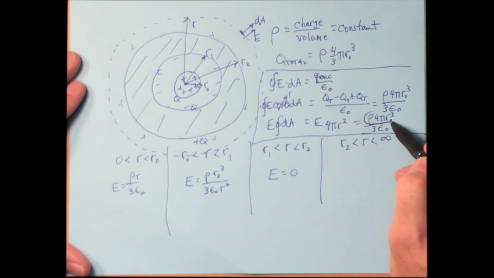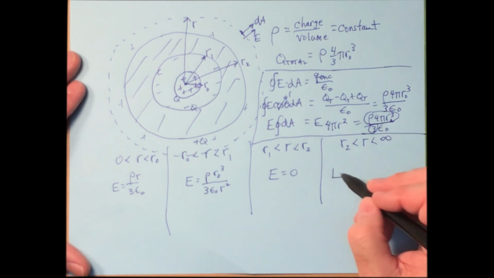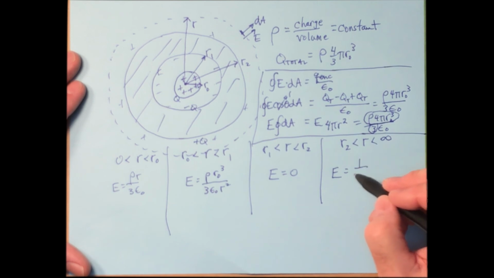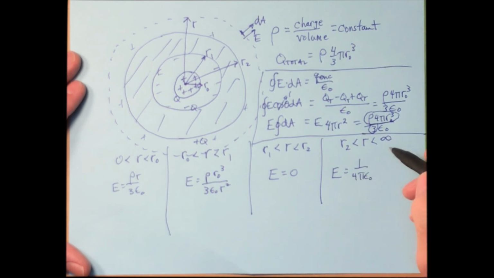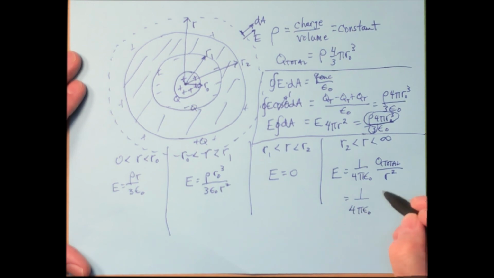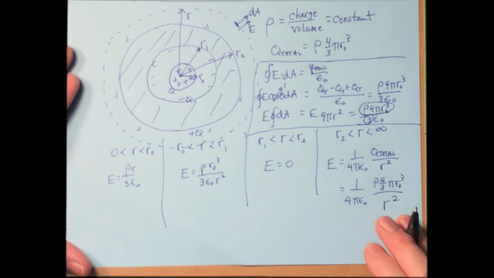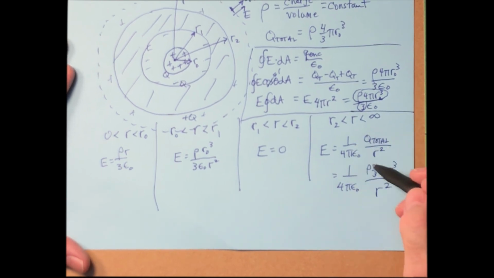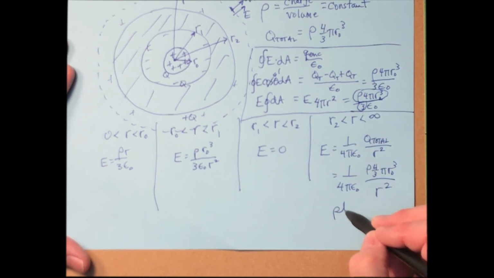All of that right there, along with that 3, that's the total charge. So E can be written as 1 over 4 pi epsilon naught Q total over r squared. And if we wanted to put it in terms of rho, it's 1 over 4 pi epsilon naught, Q total is rho 4/3 pi r naught cubed over r squared. Here's the point. This looks like a point charge. So this behaves like a point charge.